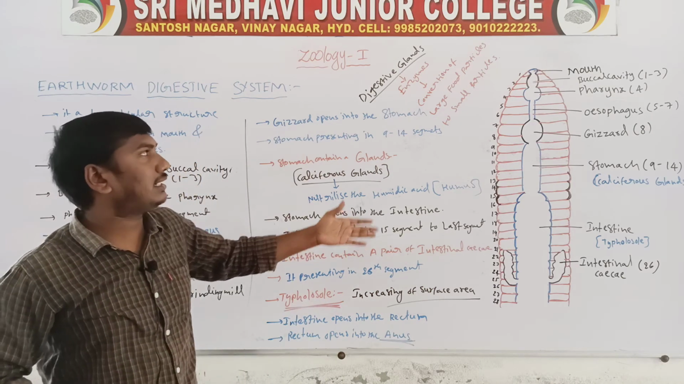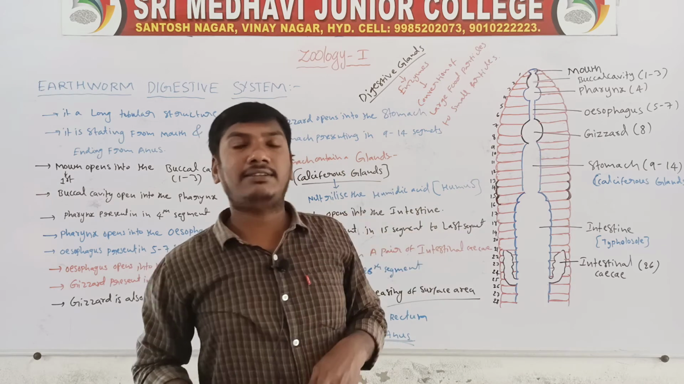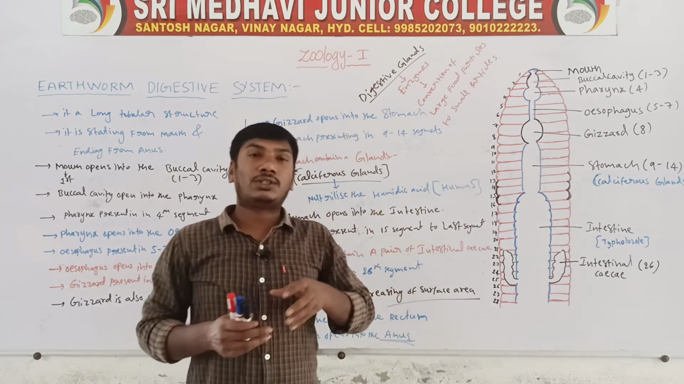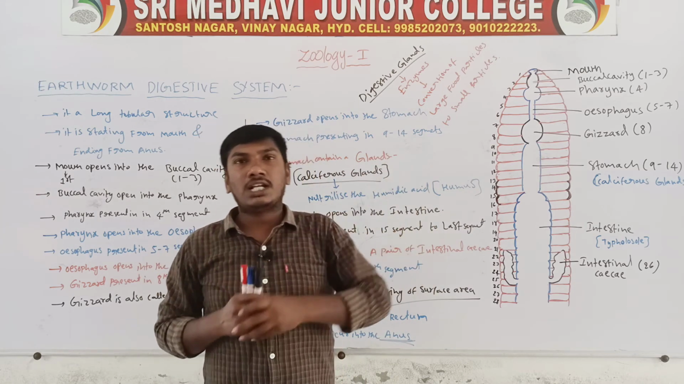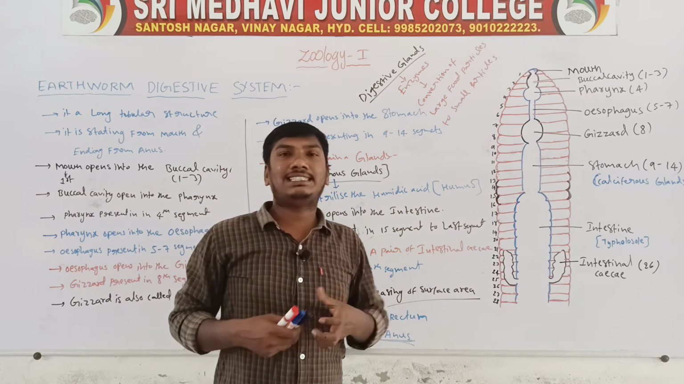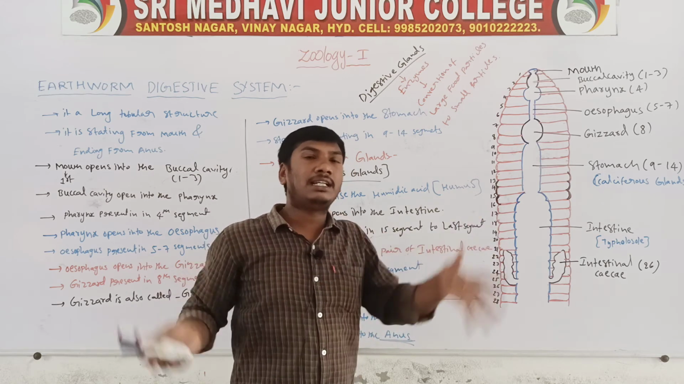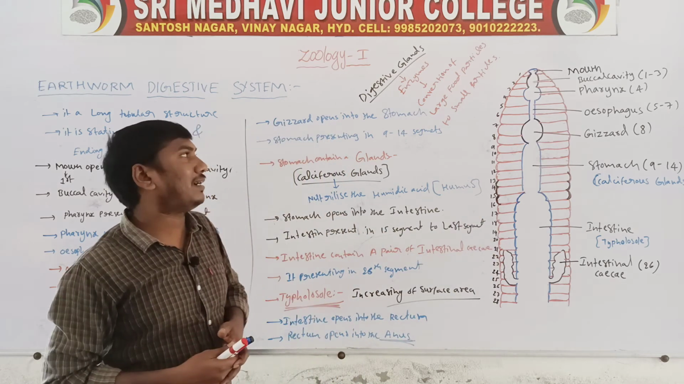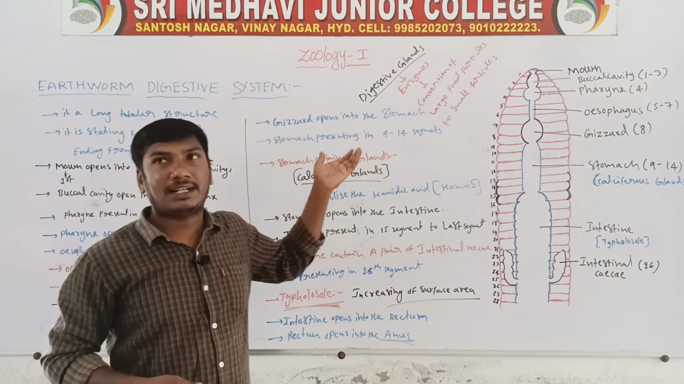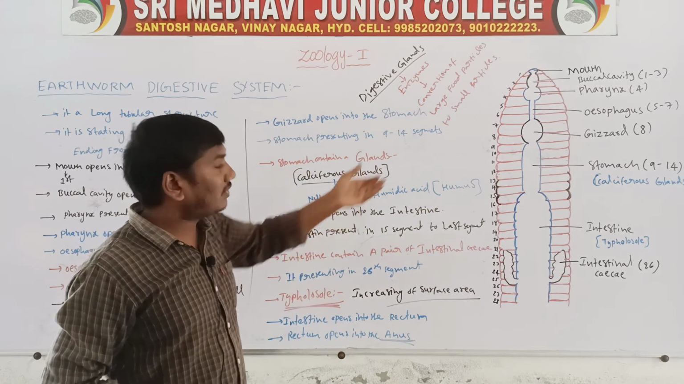The digestive tract contains digestive glands, which release digestive enzymes. With these enzymes, the large food materials are converted to small food materials. These small food materials are absorbed by the digestive tract and enter the circulatory system, which sends them to all the body parts. That is the earthworm digestive system.